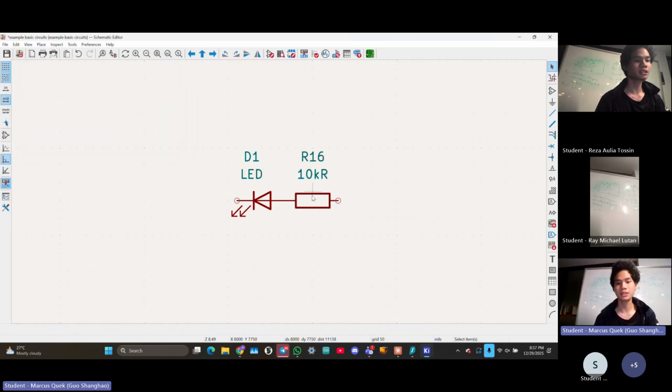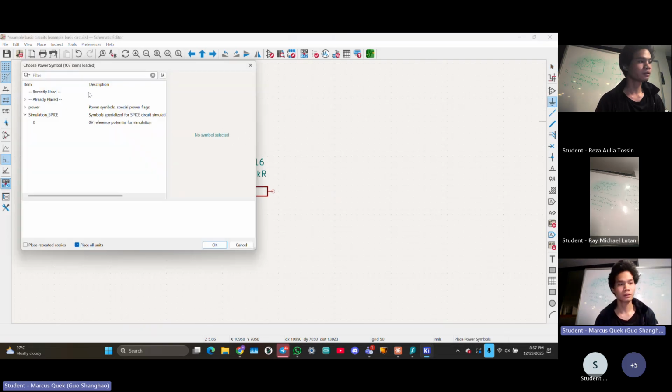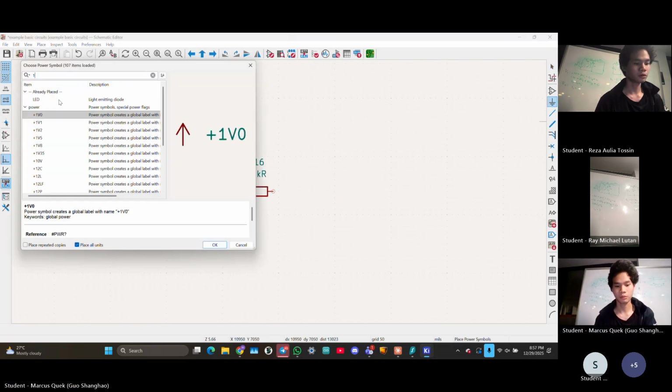So we're going to make this. It's an LED and a resistor. Then I have 0.5 volts.